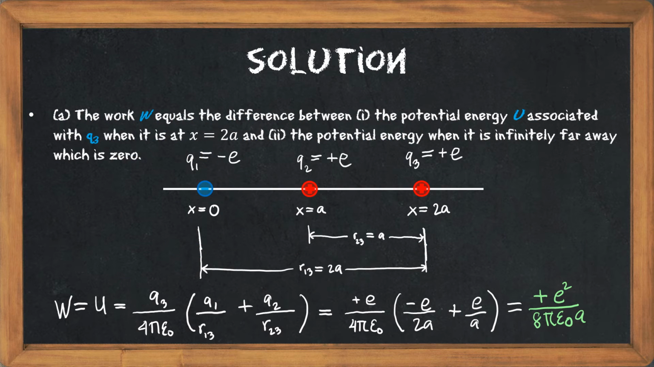The work W equals the difference between the potential energy U associated with Q3 when it is at x equals 2a, and the potential energy when it is infinitely far away, which is 0. So we have W equals U equals Q3 over 4 pi epsilon naught times Q1 over R13 plus Q2 over R23, where R13 is 2a and R23 is a. Then the work done is e over 4 pi epsilon naught times negative e over 2a plus e over a, equals e squared over 8 pi epsilon naught a.